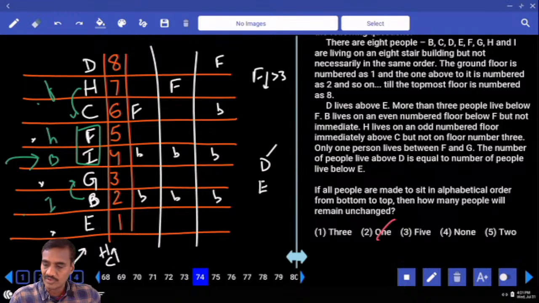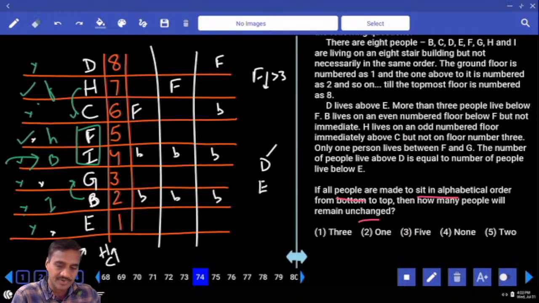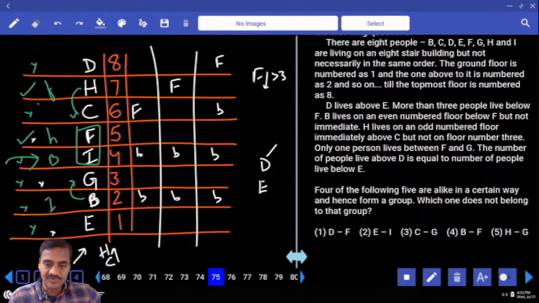Then 74, if all the people are made to sit in alphabetical order from bottom to top, then how many will remain unchanged? B, C, D, E, F, G, H, I. How many people remain at the same place? Now 2 people. Now who are those 2? F and H. Now 2, that is choice 5. That was 74. And 75, odd one out.